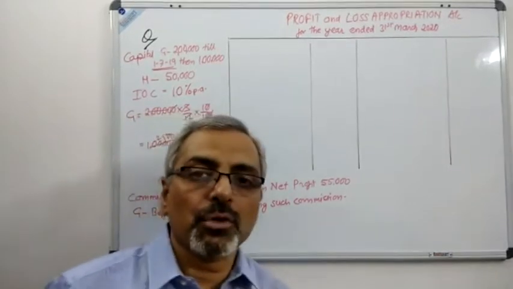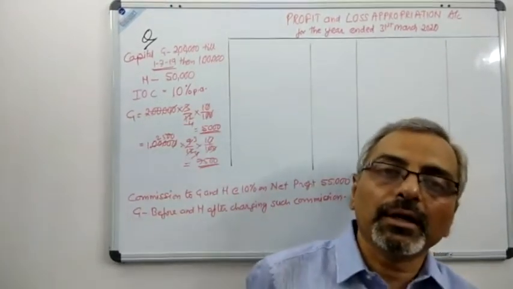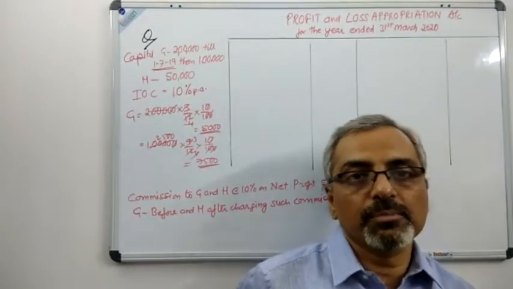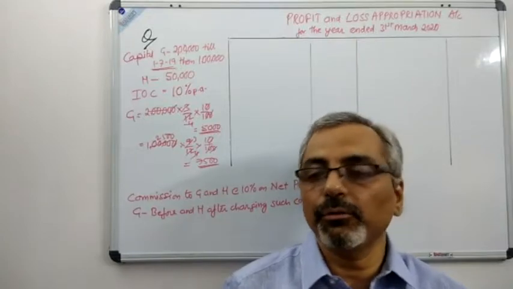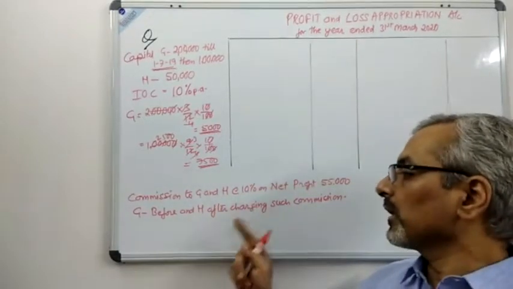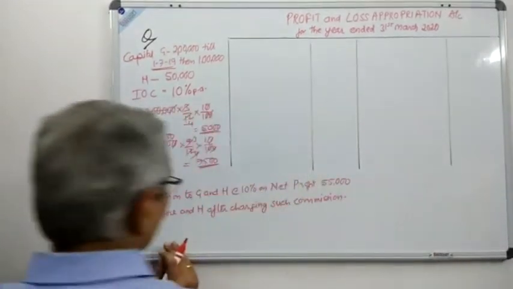After the calculation of interest on capital, the next part of the question is to calculate the commission. Now the commission is before and after charging such commission. One of the partners, G, has got a commission before, and H has got a commission after charging such commission. So let us calculate that.